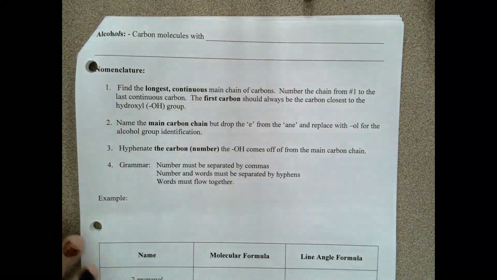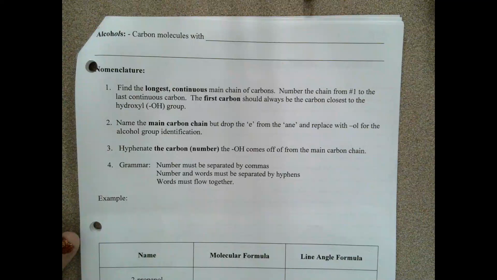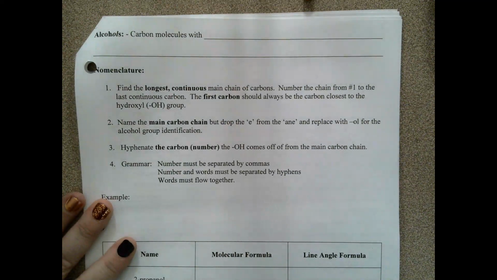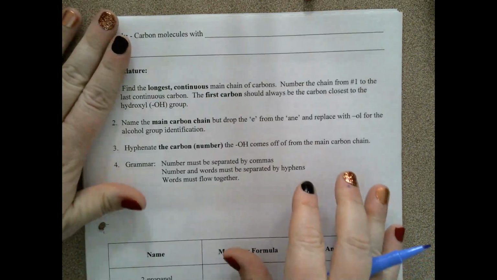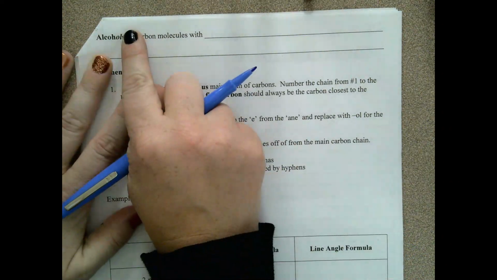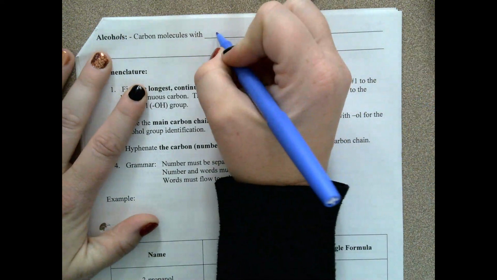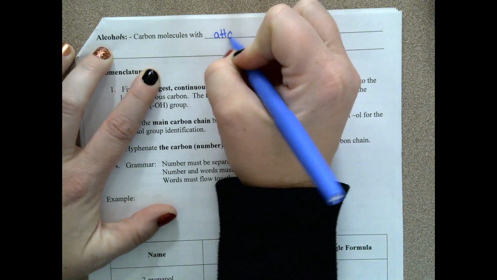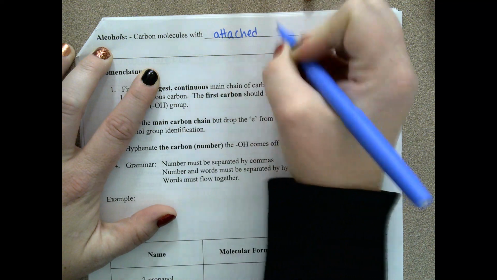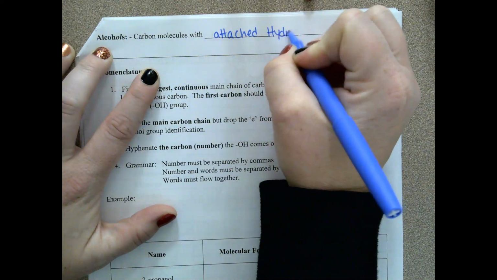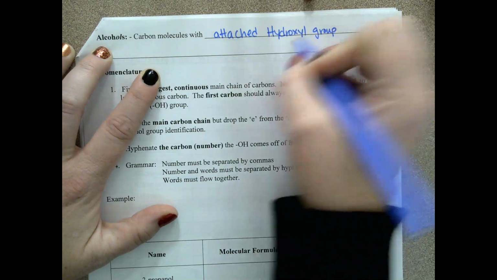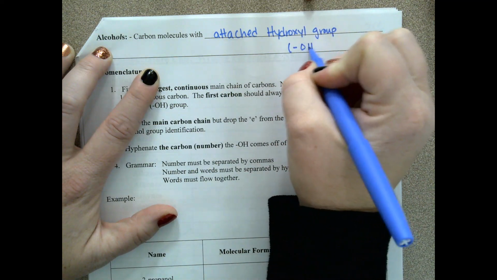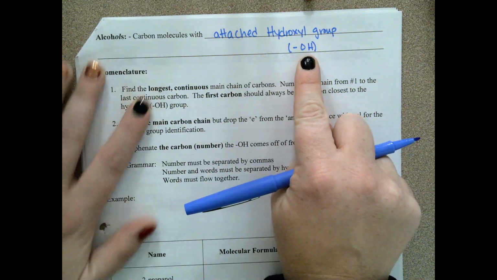Which is just like adding a branch on. That's all it is. It's just a little bit different naming. Okay, so alcohols are carbon molecules that have an attached hydroxyl group. And a hydroxyl group is just a hydroxide. It's an OH.